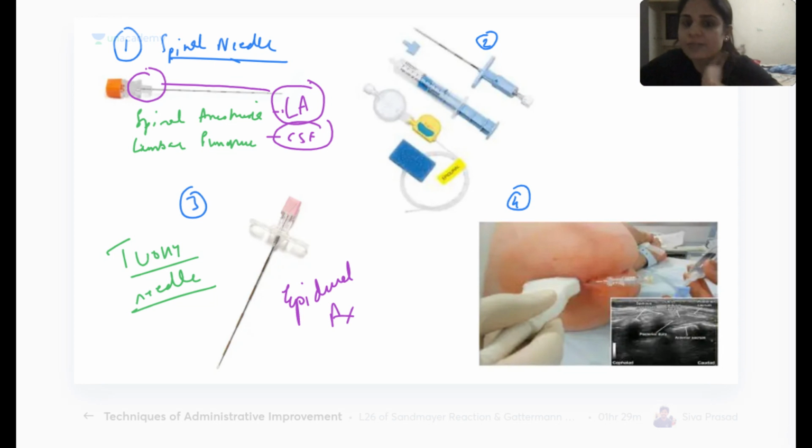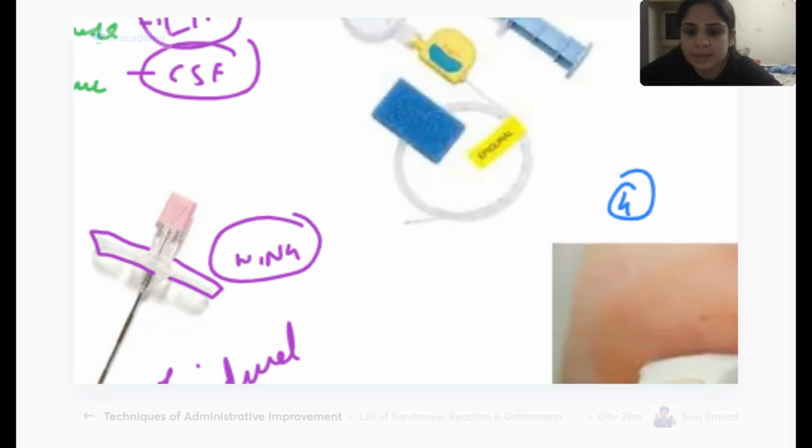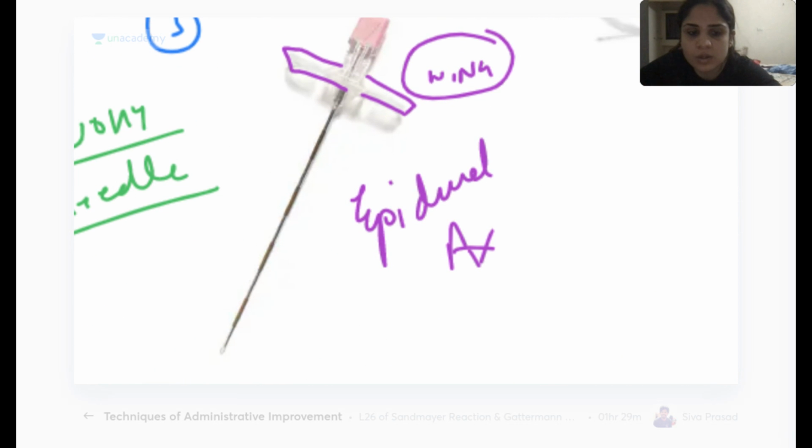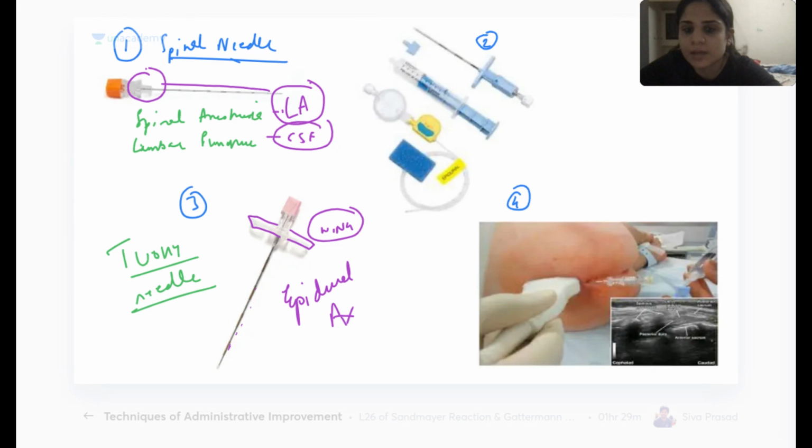How will I identify my Tuohy needle? The Tuohy needle will have 2 wings over here. This is called the wing or the flange. Another thing that my Tuohy needle will have is alternate light and dark markings. Can you see the alternate light and dark markings? That is there on the Tuohy needle. The main important thing is the presence of this flange or wings that is there specifically in the Tuohy needle.